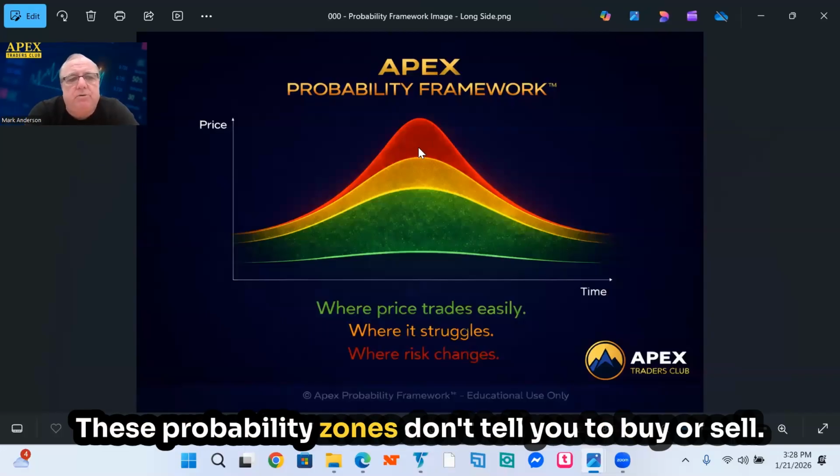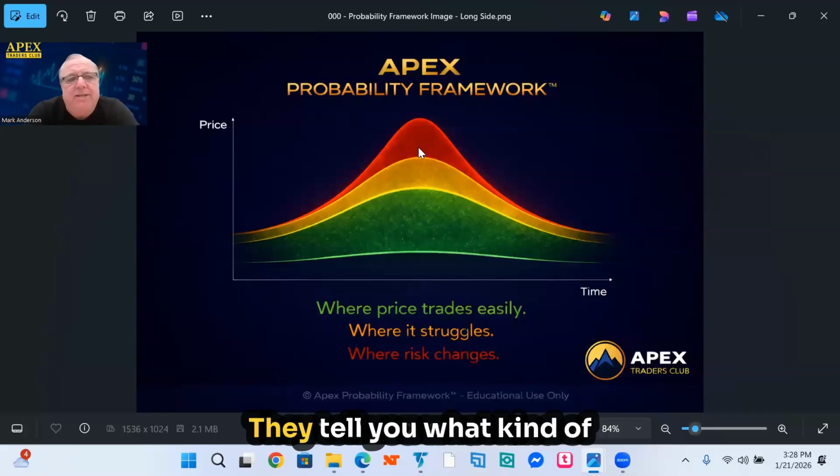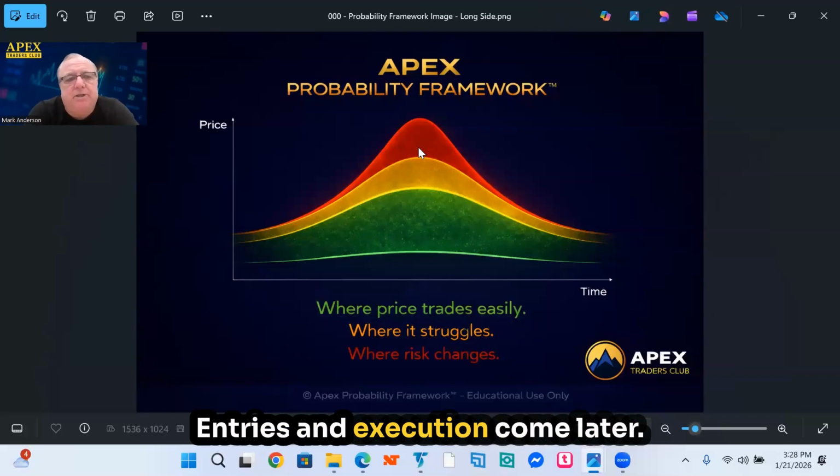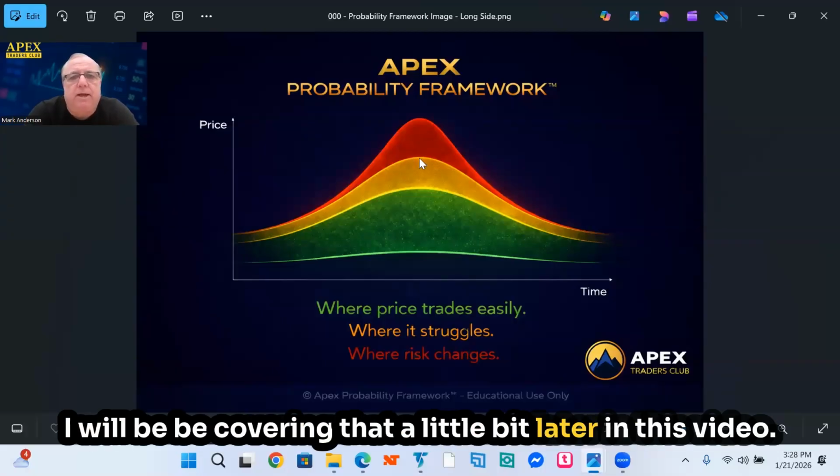These probability zones don't tell you to buy or sell. They tell you what kind of environment you're operating in. Entries and execution come later. I'm going to be covering that a little bit later in this video.